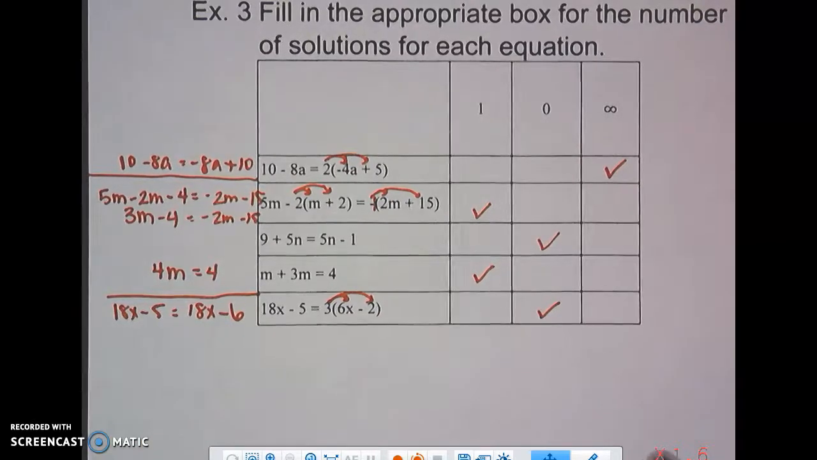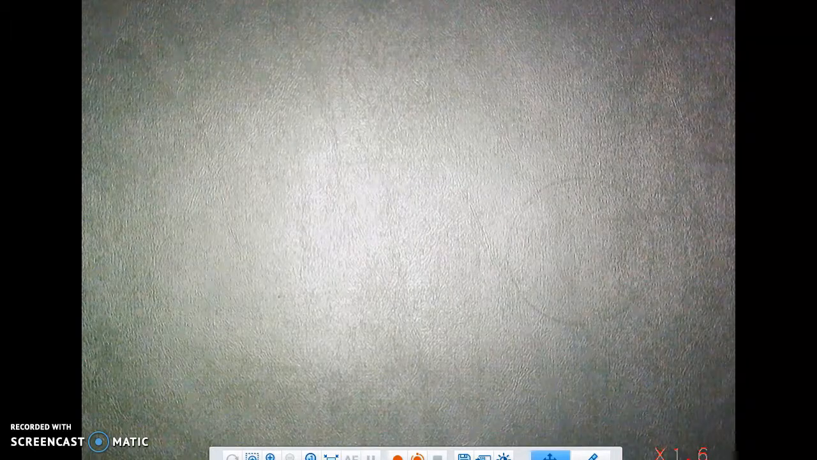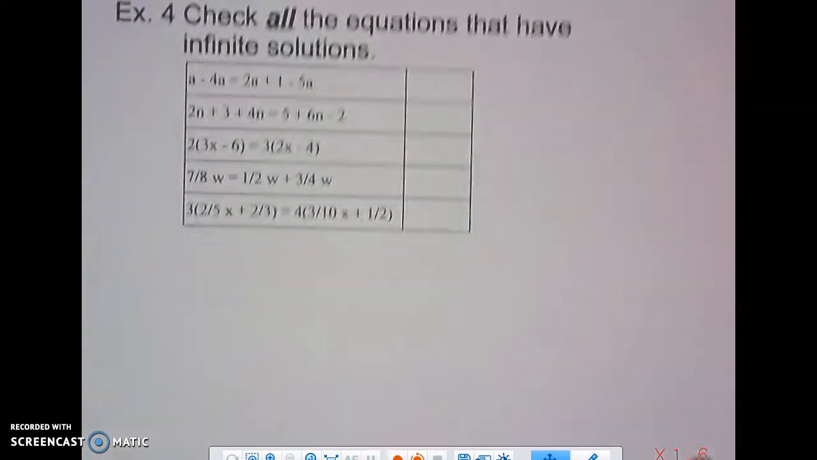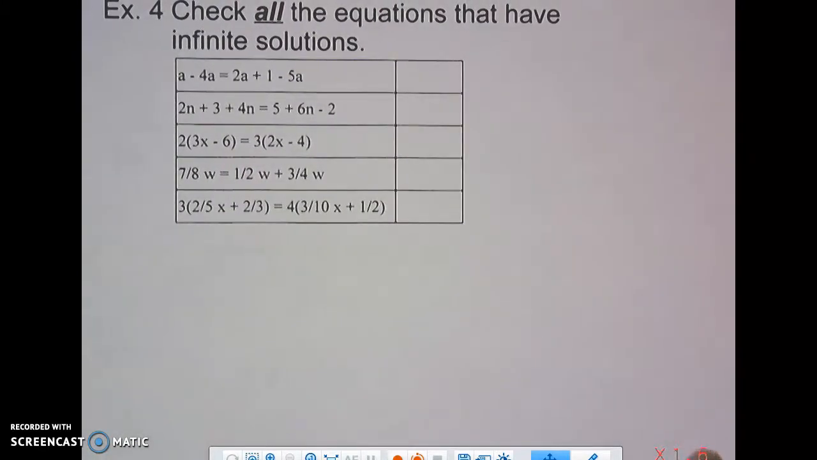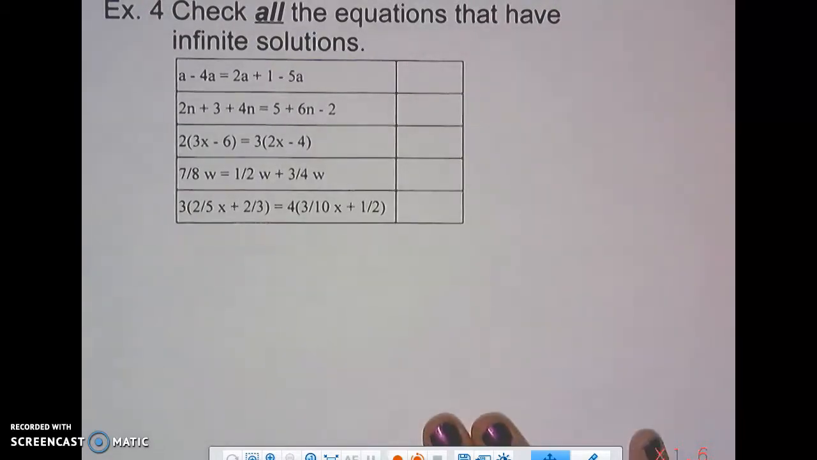Okay, so this is one of those where for each individual question, you must mark something: 1, 0, or infinite solutions. The other way that these questions can be asked is if they ask you to check all the equations that have some sort of answer. So it could be one solution, infinite solutions, or no solutions. This one's asking us infinite solutions, okay? So that means we're going to do that same thing again.